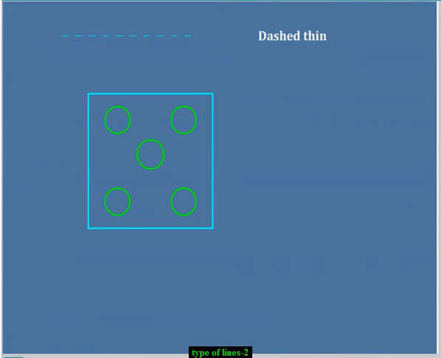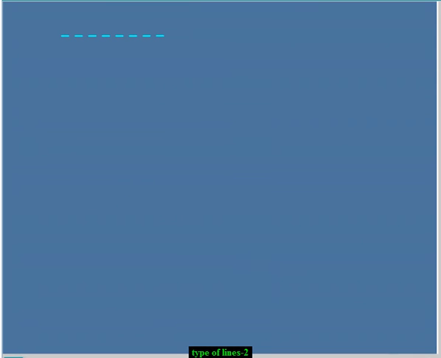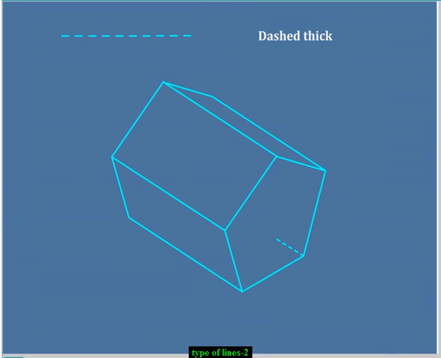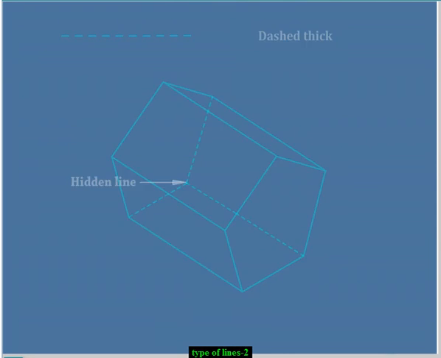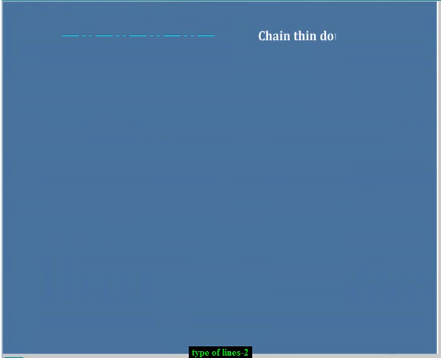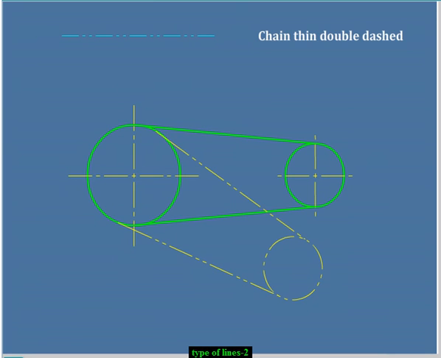Dashed line. It is used to show hidden outlines and hidden edges. Dashed thick. It is used to show hidden outlines and hidden edges. Chain thin double dashed. It is used to show outlines of adjacent parts, centroidal lines, and to show alternate position of moving parts.